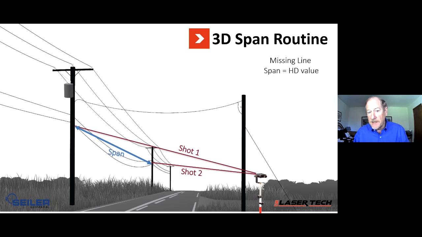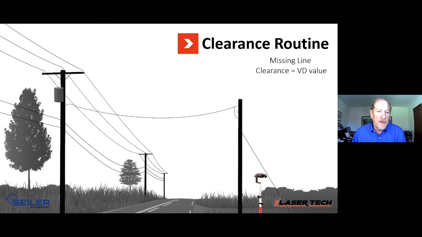So again, the HD is typically the span value they're after here. They can even look at the vertical distance value in this result and get an idea of the change in elevation between the two poles too, if they shoot the same spot on the pole. So that's the 3D span. You use the same missing line routine now for clearance.